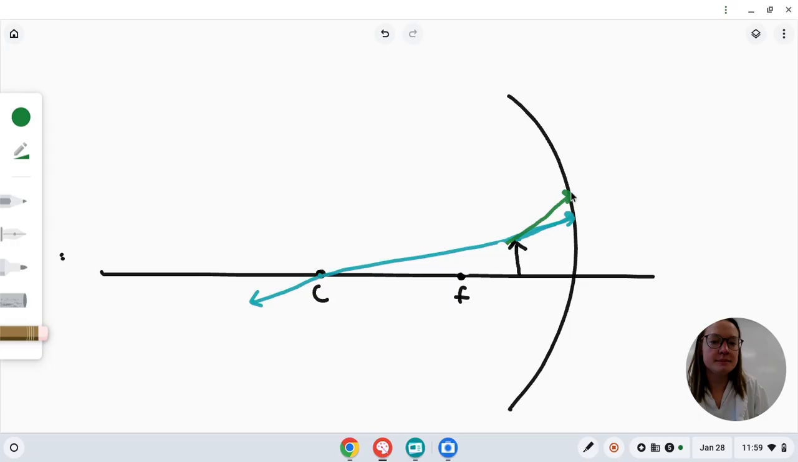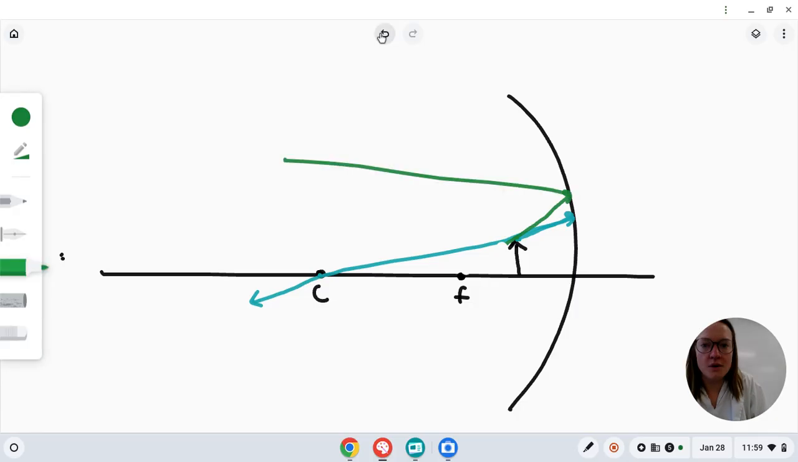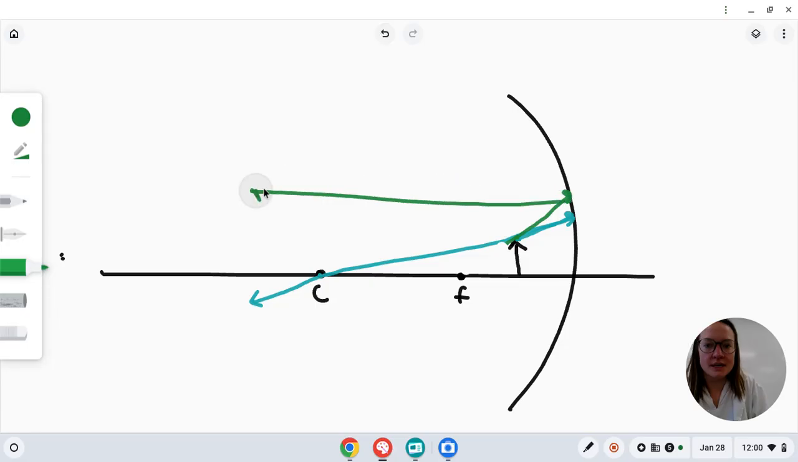That light ray is then going to reflect back parallel to the optical axis like this. Once again, I know it's awful. Okay?